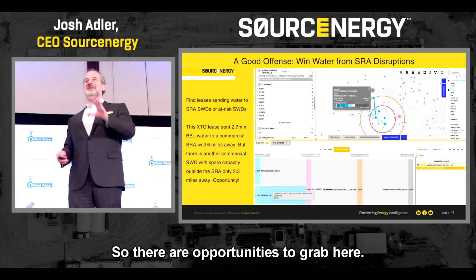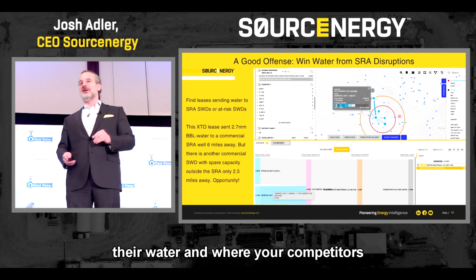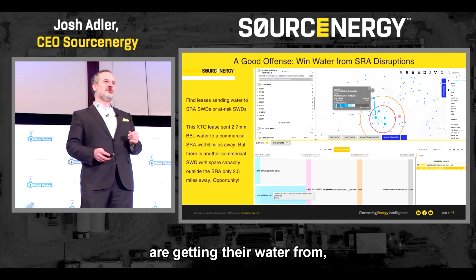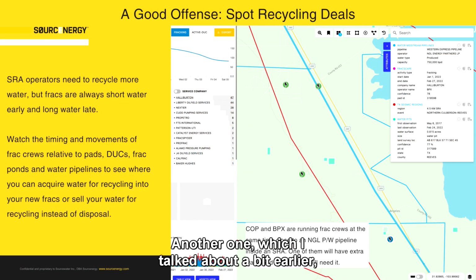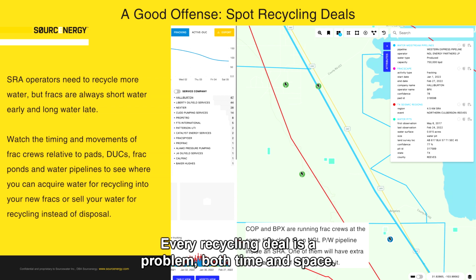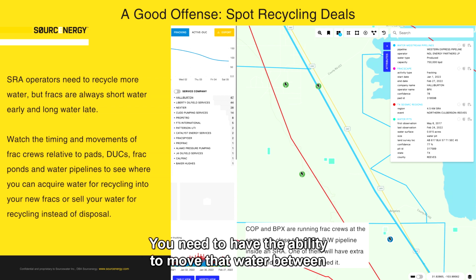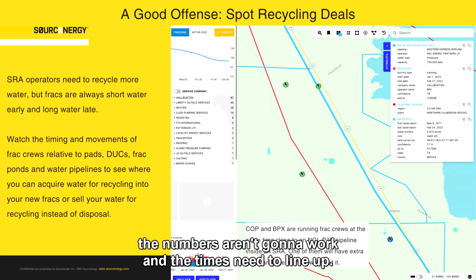So there are opportunities to grab here if you're paying attention to where everybody is sending their water and where your competitors are getting their water from, especially if they've been disrupted. Another one, which I talked about a bit earlier that I love, is spotting recycling deals, right? The biggest problem with recycling today isn't water quality, it's timing, right? Every recycling deal is a problem of both time and space. You need to have the ability to move that water between locations by some type of pipeline, because if it's going in truck, the numbers aren't going to work.